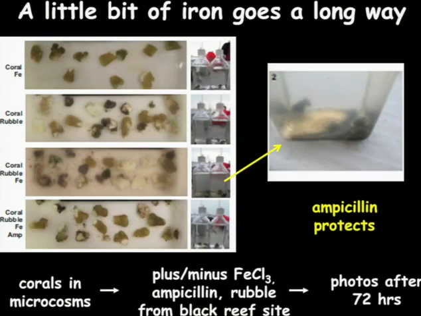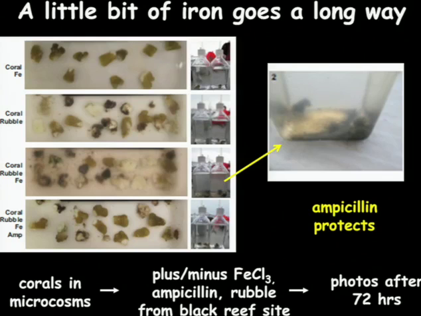Okay. And this is kind of the kicker. So here is an example. Now we have a coral. These are little bits of coral, and we're going to put them in these little bottles, and we're going to add a little bit of iron. If you add iron to corals, they actually don't care. They're probably a little healthier, because they seem to often be iron limited. If we add the coral nubbins plus some rubble from the site, we're kind of trying to inoculate them with the bacteria.